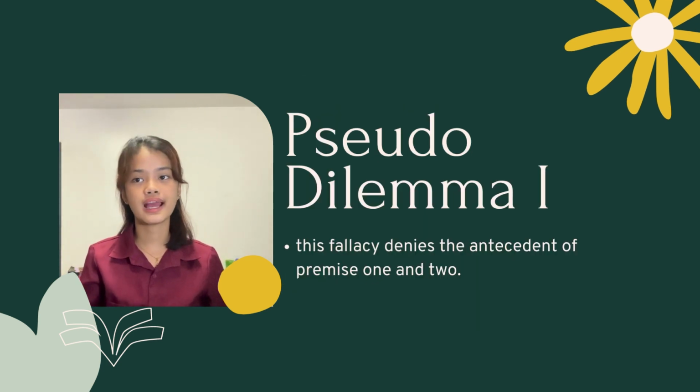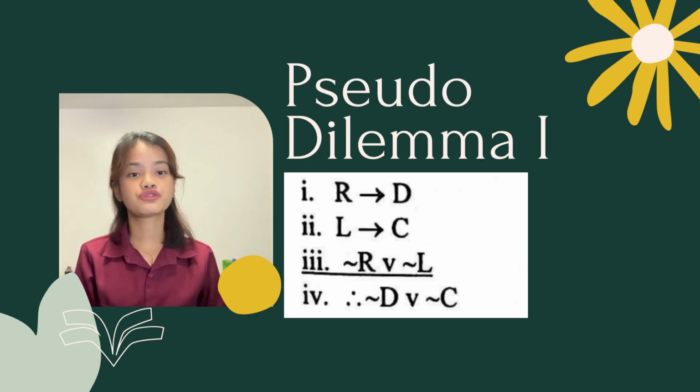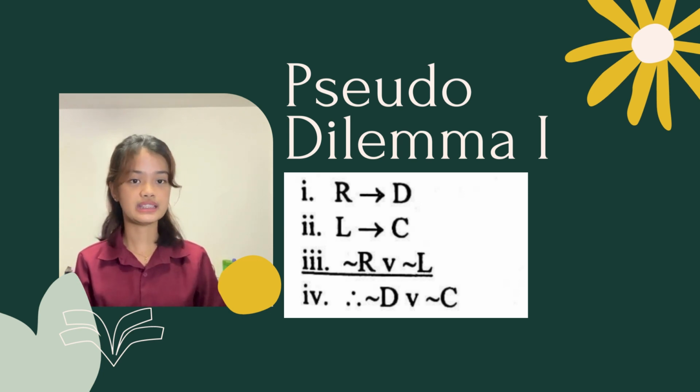Pseudo-dilemma 1, on the other hand, is an invalid fallacious form of dilemma that denies the antecedent. This fallacy denies the antecedent of premises 1 and 2. So, hindi tayo makakapag-conclude nung denial ng both consequences. The argument structure for this is as shown on screen. First, if R, then D. Second, if L, then C. Third, either not R or not L. Lastly, therefore, either not D or not C.